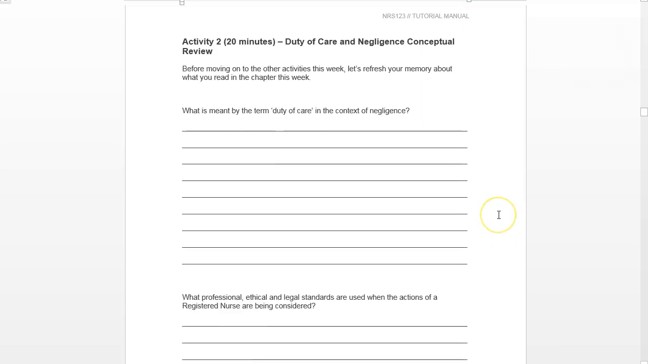Activity 2 goes for 20 minutes. This is the duty of care and negligence conceptual review. So this is going through what they should have read about in the textbook and also in the lecture. The first question is, what is meant by duty of care?